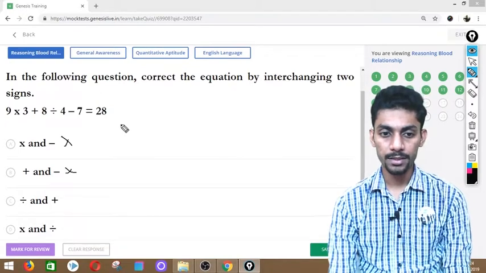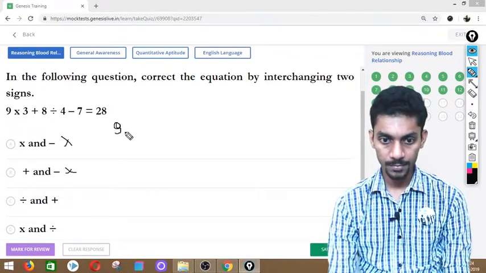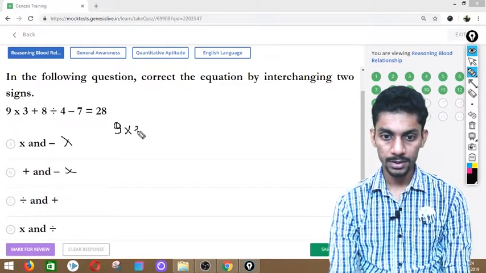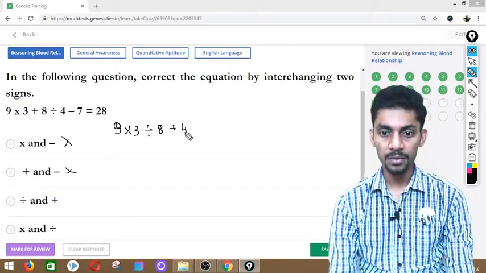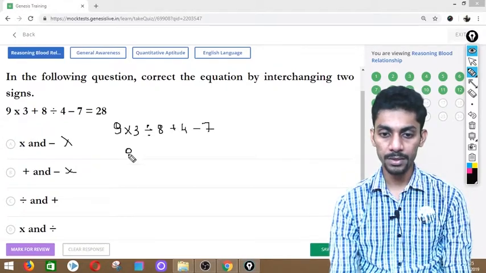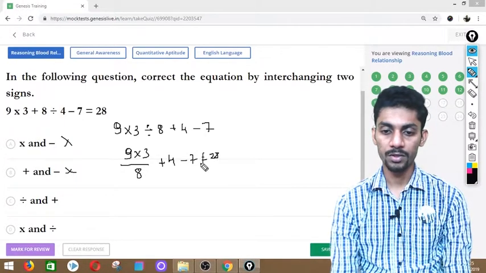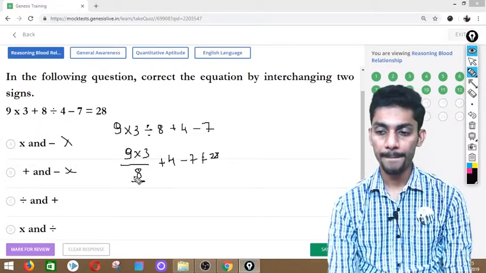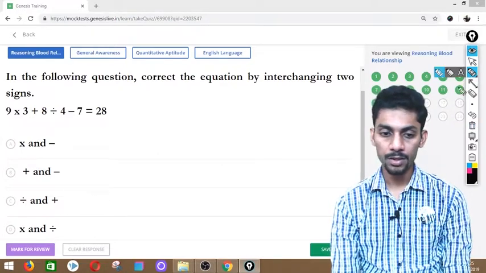Let's take option C. So 9 into 3 divided by 8 plus 4 minus 7. So is it equal to 28? Not possible because we have a division here. Correct, no? So obviously it should be option D.